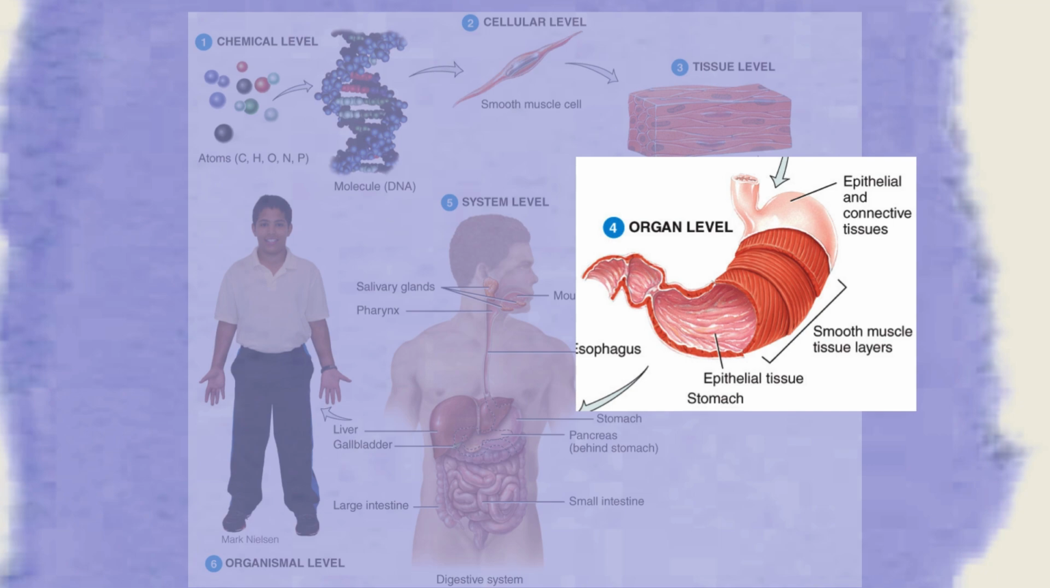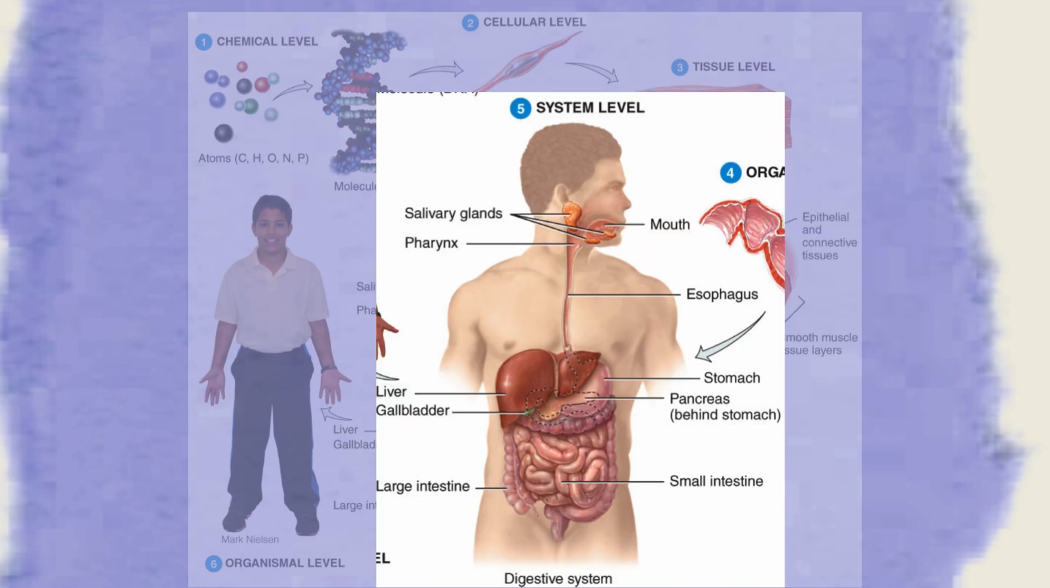This picture shows that the stomach organ is made of 3 different tissue types: epithelial, connective, and smooth muscle tissues. The different tissues work together and function as a common organ, which is the stomach. The fifth level is the systems level. In the system level, different organs function together as part of a body system. An example of this is the digestive system. It is made of several organs, including the mouth, stomach, pancreas, and small intestine.